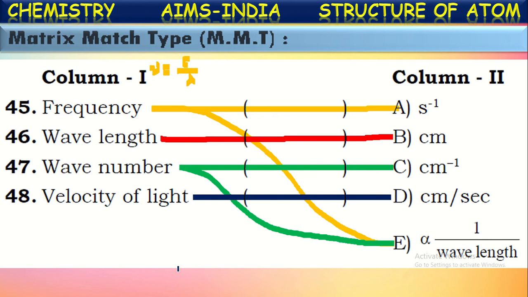Observe once the matching. Frequency: second inverse. Wavelength: centimeters. Wave number: centimeter inverse. Velocity of light: centimeters per second. Okay, out of these, frequency and wave number are inversely proportional to wavelength also, right?